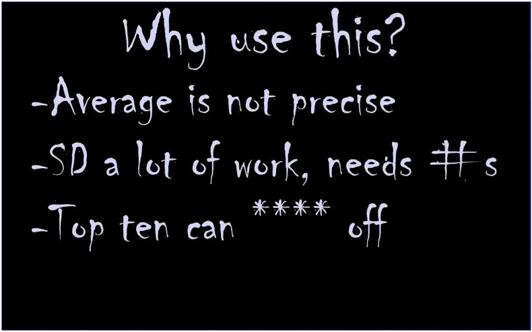So why would we use this? As noted, average just really is not precise. It's a terrible starting point for most conversations on elite versus not elite. Standard deviation requires a ton of work, even if you're using auto calculations and spreadsheets. You do have to do a lot of grouping. You do have to do a lot of things. In order for it to be really accurate, you need that larger group of numbers, like our 499 defensive players.